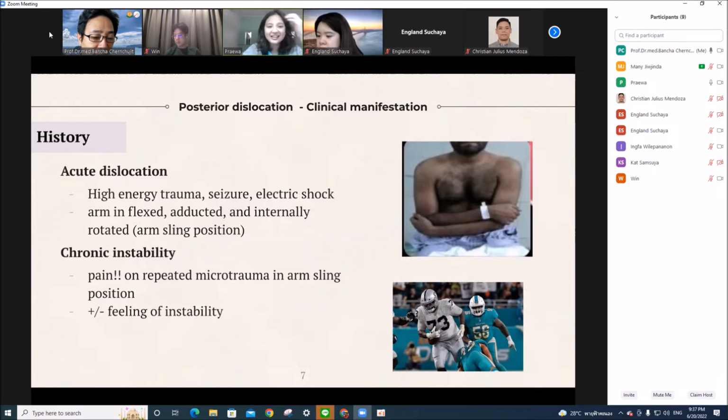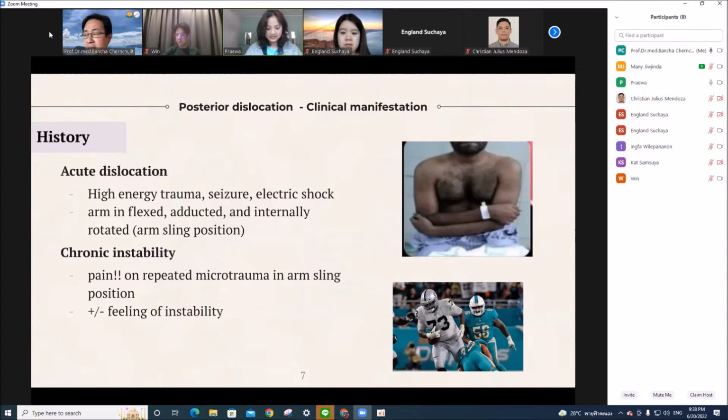Good. Next. So the posterior dislocation can be given as an acute dislocation or chronic instability. The acute one happens after high energy trauma, seizure, or electric shock, and the patient will present in an arm sling position, so flexion, adduction, and internal rotation. But for the chronic instability, the presentation will be pain on repeated microtrauma in the arm sling position like this, and the patient might or might not feel the instability of the shoulder.